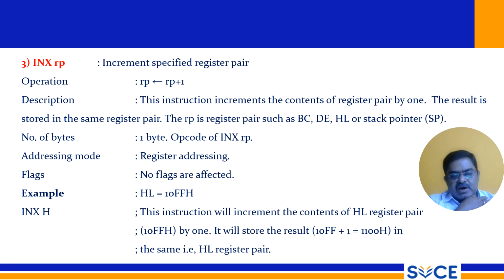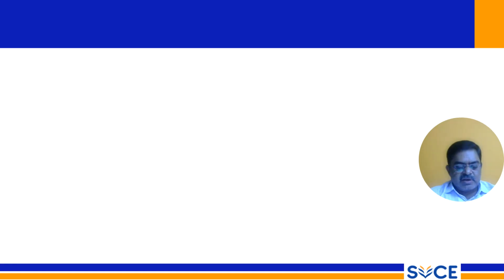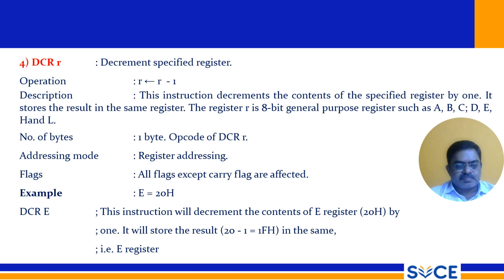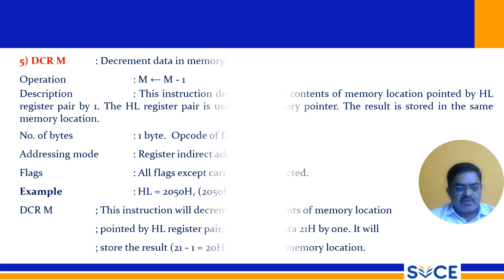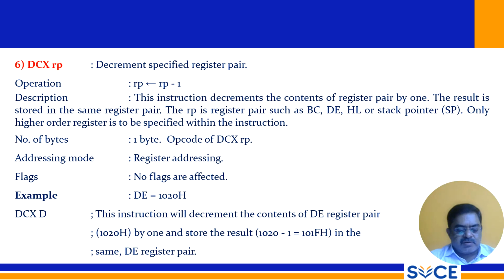INX RP. The register pair contents will be incremented by 1, and here no flags are affected, and it comes under register addressing mode. Similarly we have decrement R, decrement M, and decrement RP. These are the increment and decrement group.